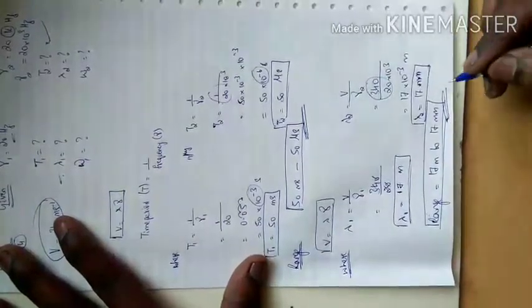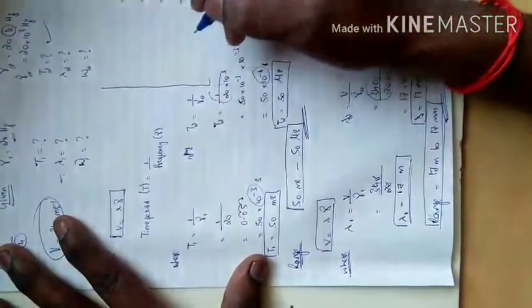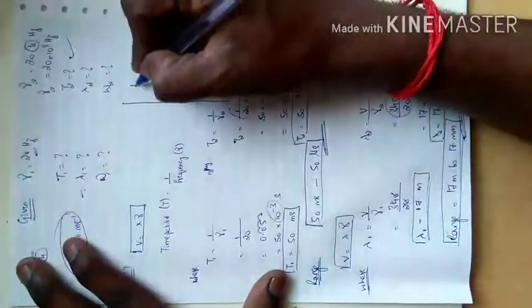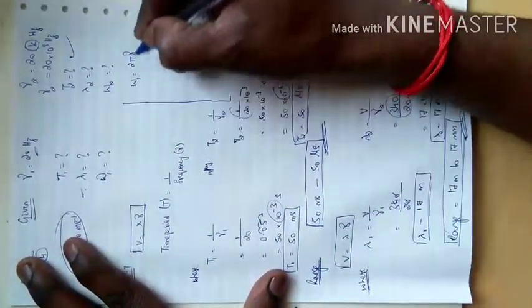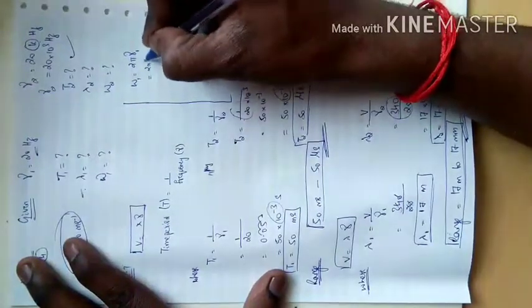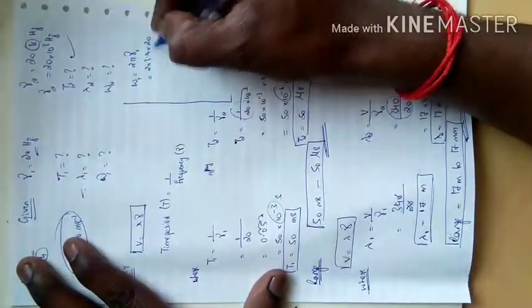This is your range. Coming to the last part, that is angular frequency omega. We know that omega is equal to what? 2 pi nu. Then omega 1 with nu 1: 2 into 3.14 into 20.